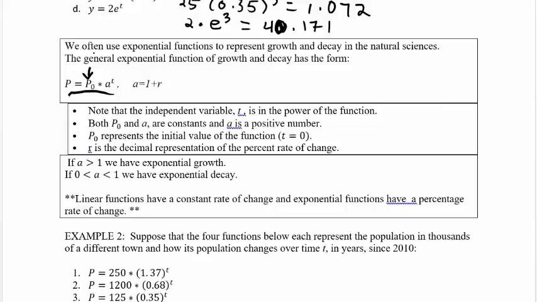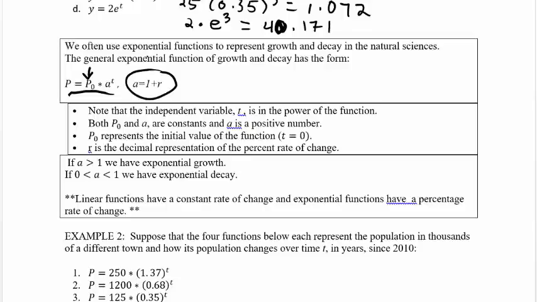T is time. So if a problem says the time is in minutes, then time is in minutes. If it's in hours, it's in hours. But T represents time. And then we have this factor A. And A is 1 plus R, where R is going to be the rate at which you are changing.